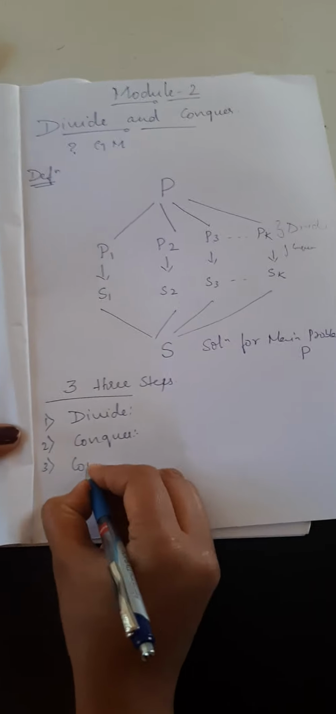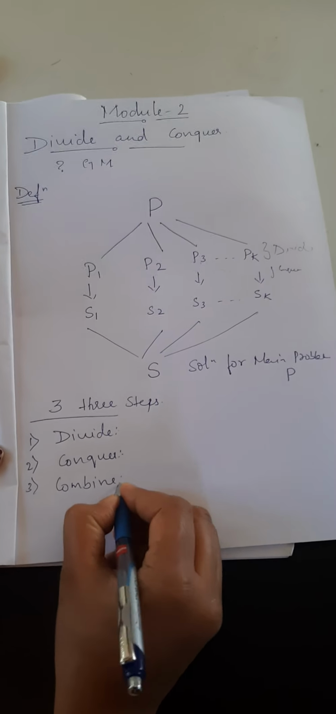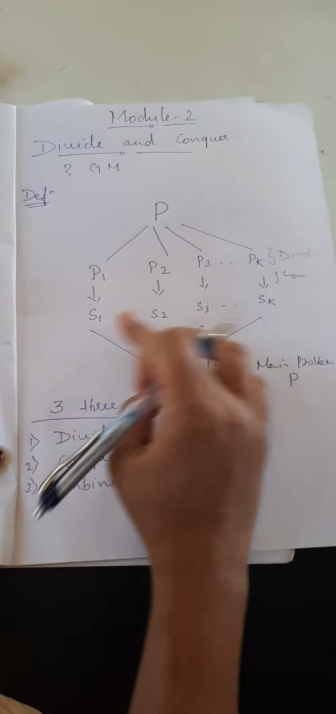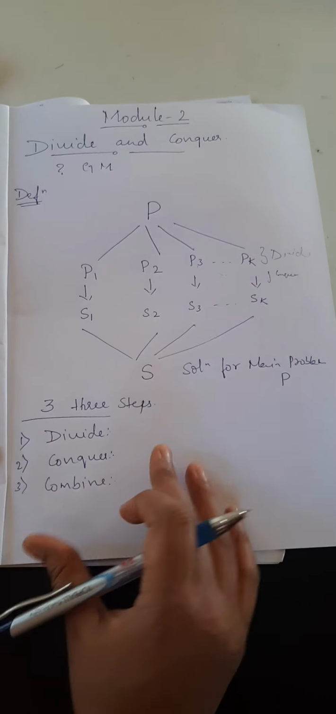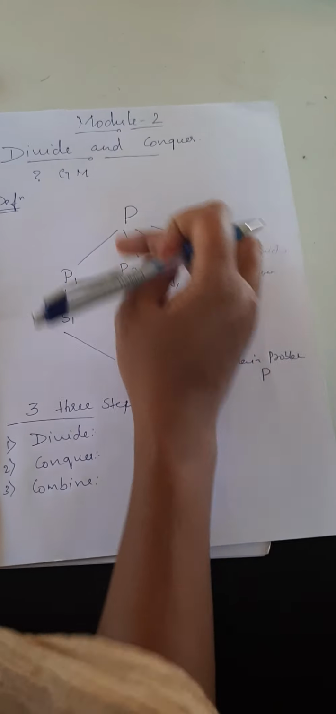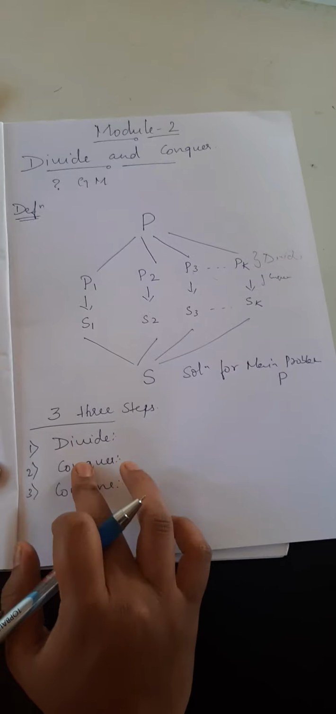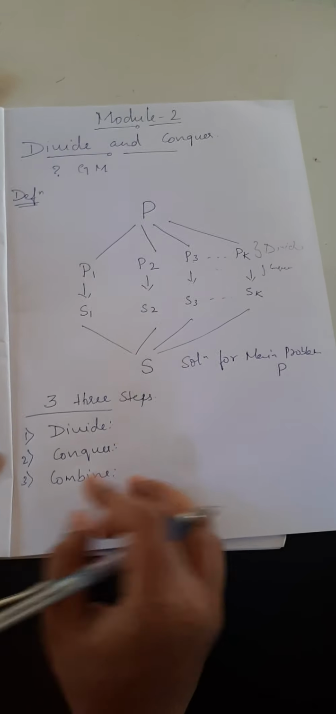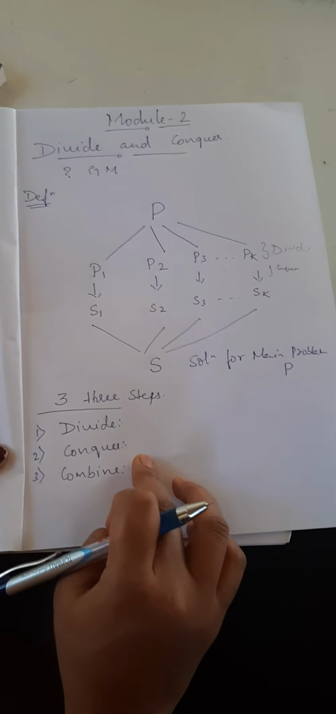Third step, we call it as combine. The solutions of the sub-problem are combined to get the solution for the larger problems. So the 3 steps involved in divide and conquer is: one is divide, second one is conquer, and third one is combine.